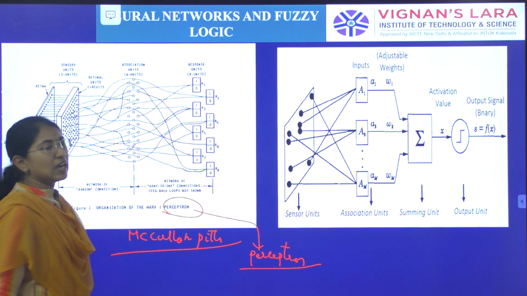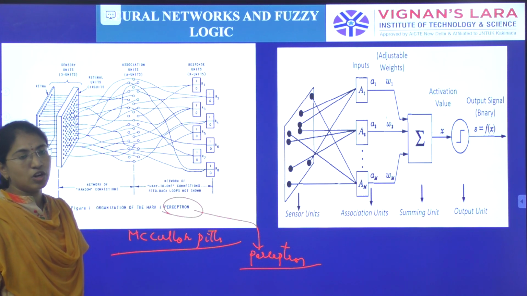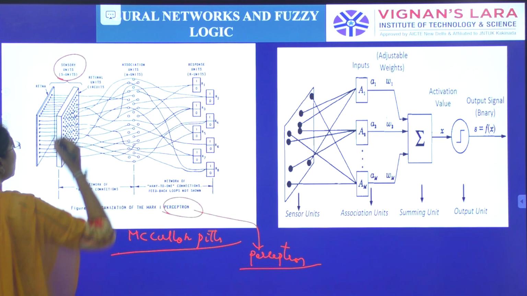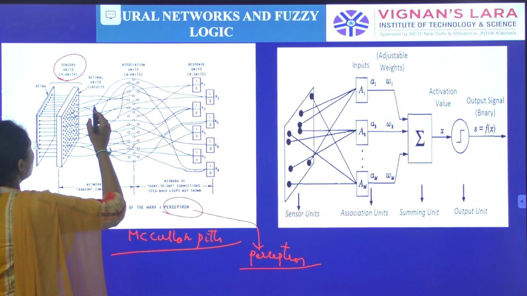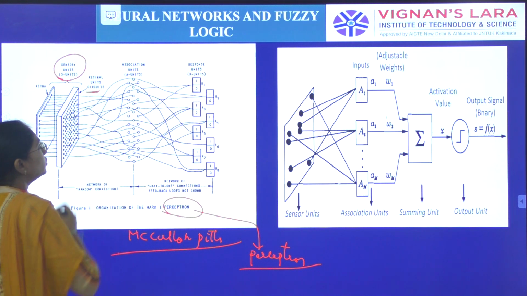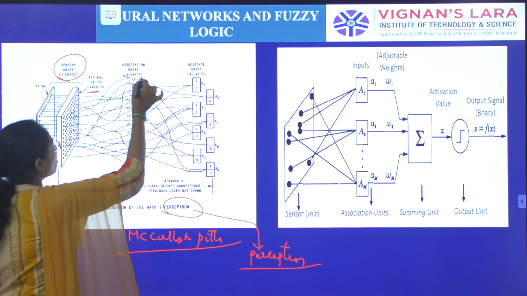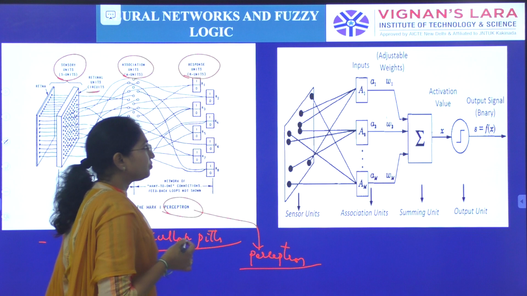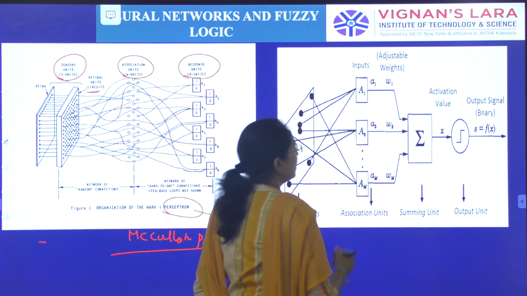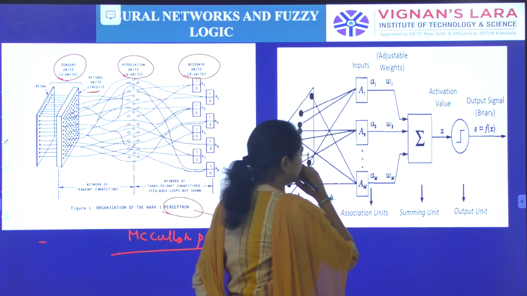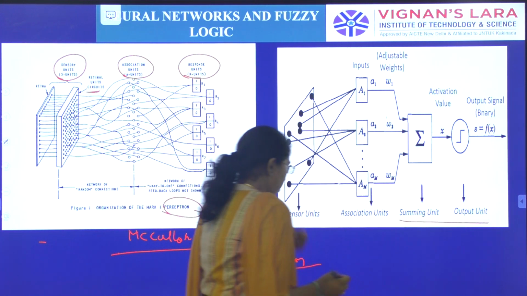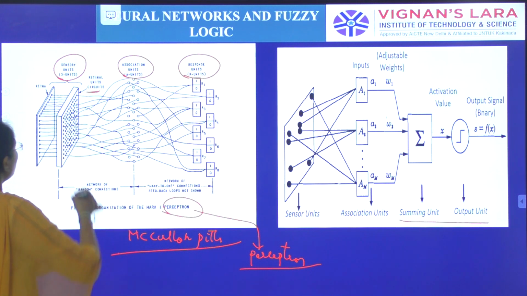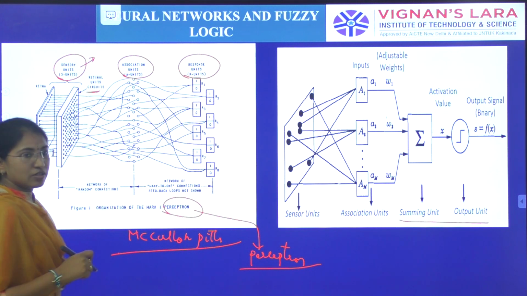So these are the basic elements that are present in the Perceptron neural network. The basic elements are sensory units, or we can call them retinal units, and then association units, and then response units, and from that we are going to connect them to a summation block and output generation.